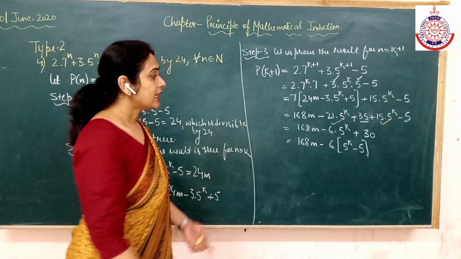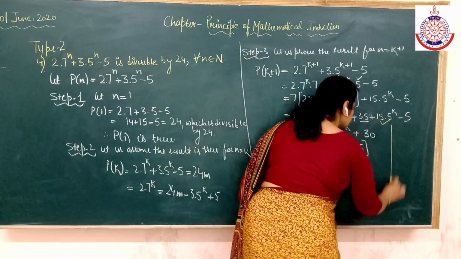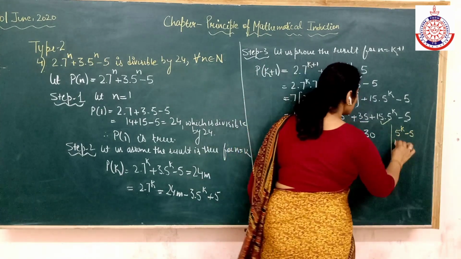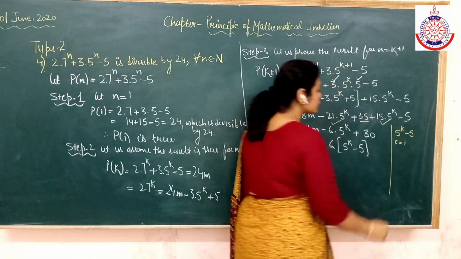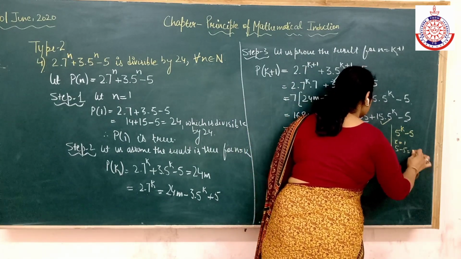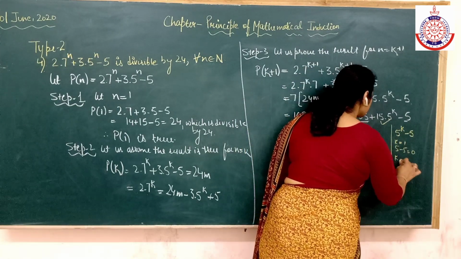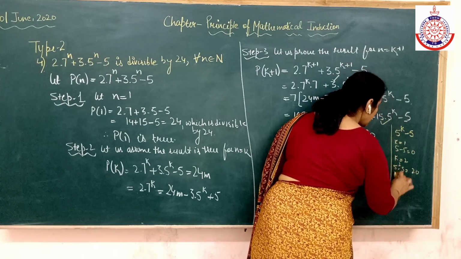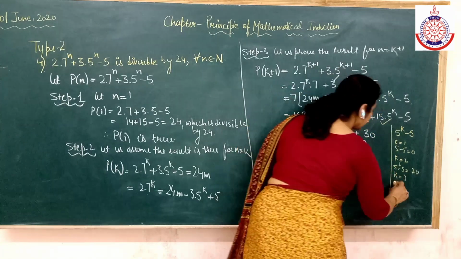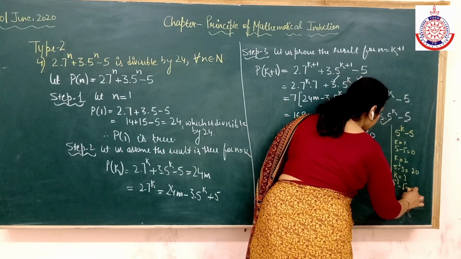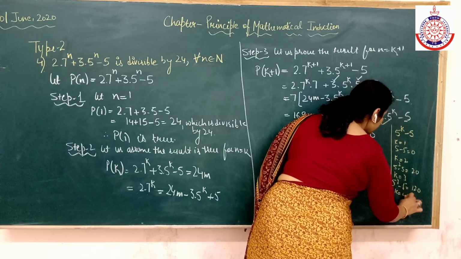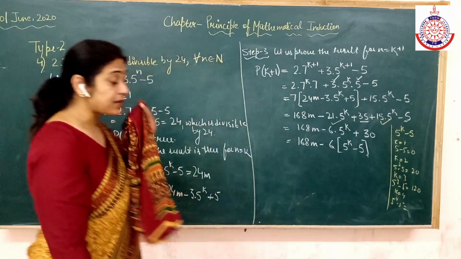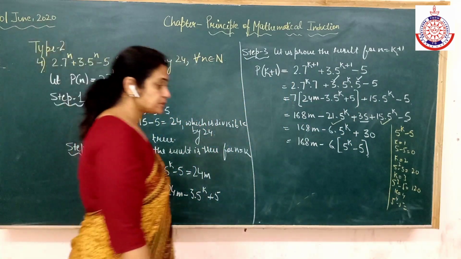Clear? Now just keep in mind, let's check this. These are all natural numbers now. Let's put k is equal to 1. Let's see what comes. If I put k is equal to 1, I am getting 5 minus 5, 0. If I put k is equal to 2, what am I getting? 5 square minus 5, that means 25 minus 5, 20. If I put k is equal to 3, I am getting 5 raised to power 3 minus 5, 125 minus 5, 120. K is equal to 4, I'll get 5 raised to power 4 minus 5. Is it clear? So what type of terms am I getting?